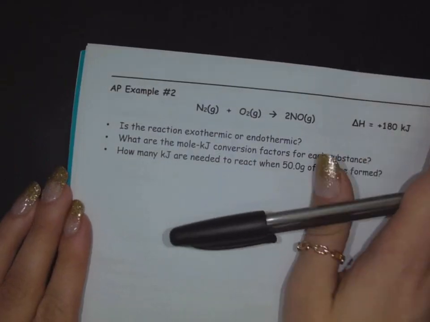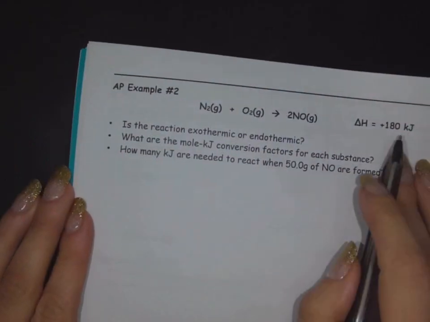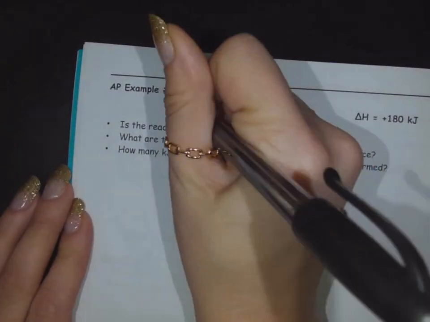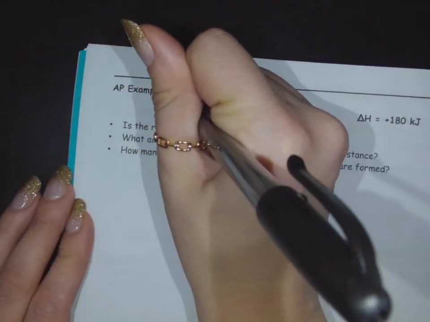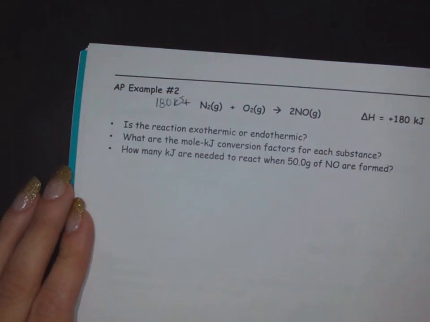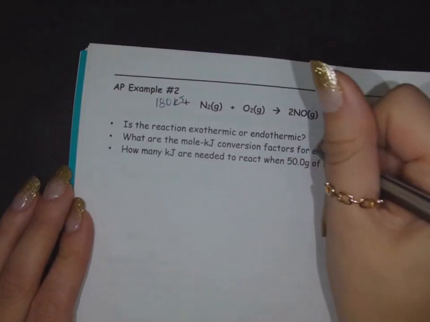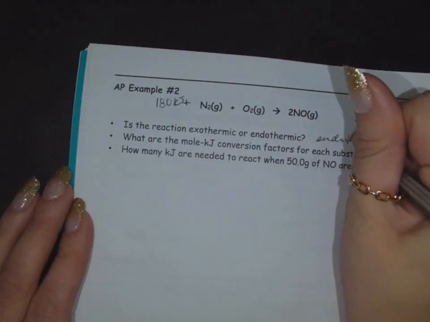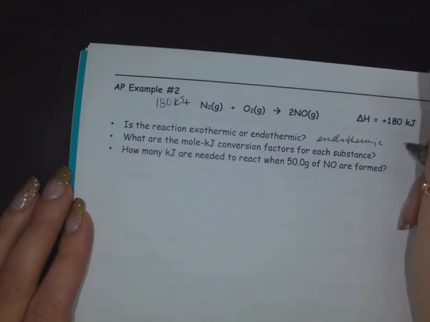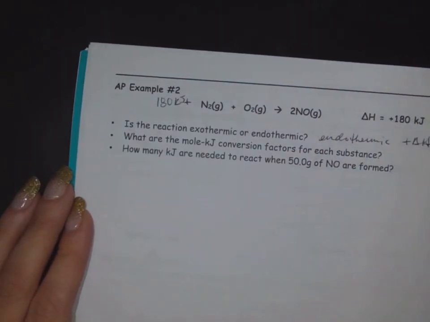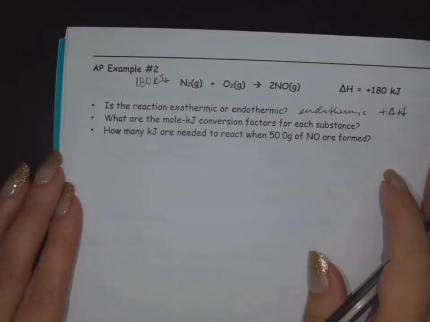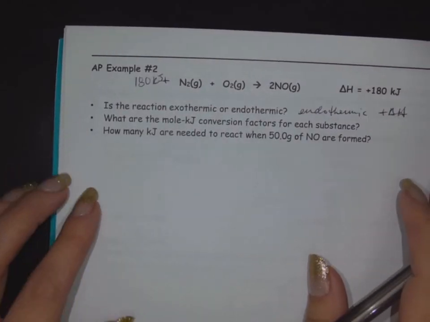Alrighty, so an endothermic one. So I'm going to put the 180 kilojoules on the reactant side. It's endothermic. I know this because it's a positive delta H. What are the mole kilojoule conversion factors for each substance? Again, I'm not going to write this one down. I just want to talk through it with you.